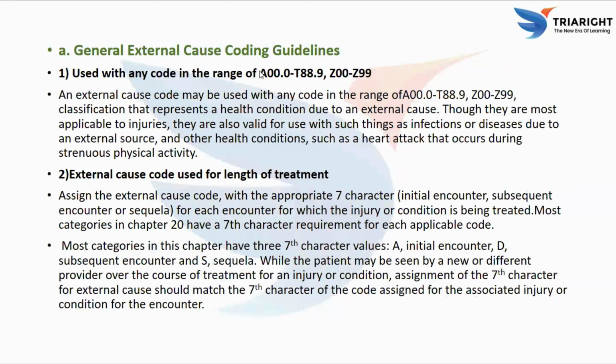So here are some general external cause coding guidelines. The first guideline is to use them with any code in the range of A00.0 to T88.9. What does this really mean? These external cause codes are used along with other ICD-10-CM diagnosis codes that describe a condition caused by an external event. They can be used with A00.0 to T88.9, which includes diseases, injuries, poisonings and complications, as well as with Z00 to Z99, which include the factors influencing health status.